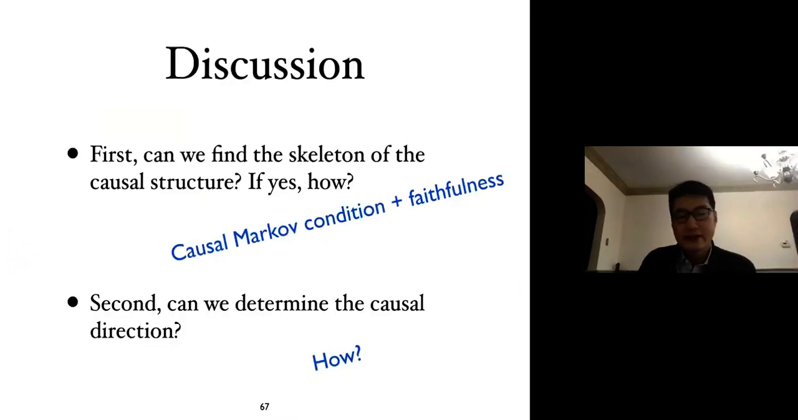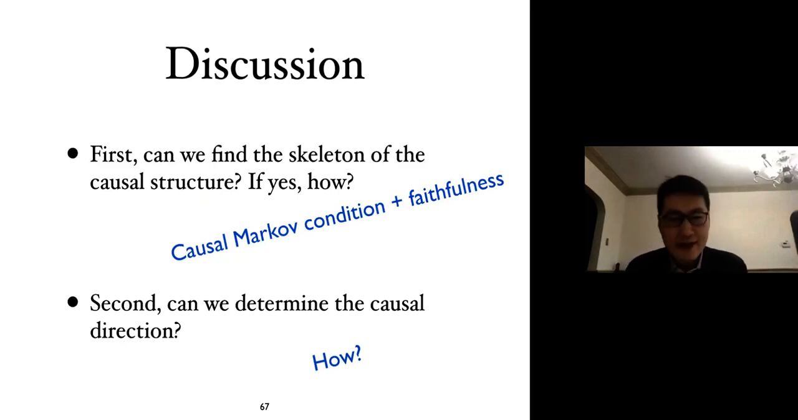First, let's have a discussion. First, can we find the skeleton of the causal structure? By skeleton, I mean the undirected graph. So if X is the direct cause of Y, then there's an edge between them. For now, let's just ignore the arrow, ignore the causal direction. We just want to find the skeleton. Can we find the skeleton from data?